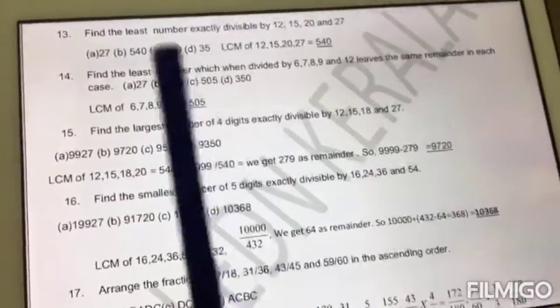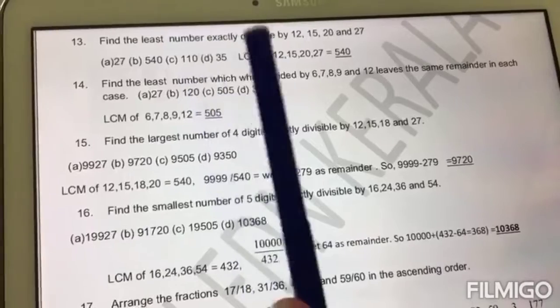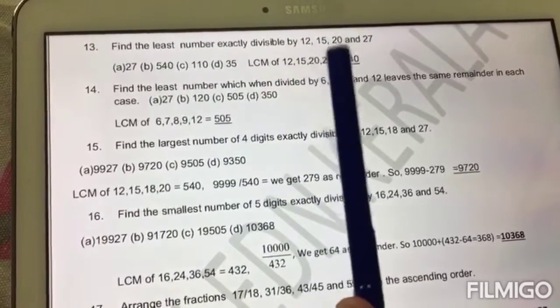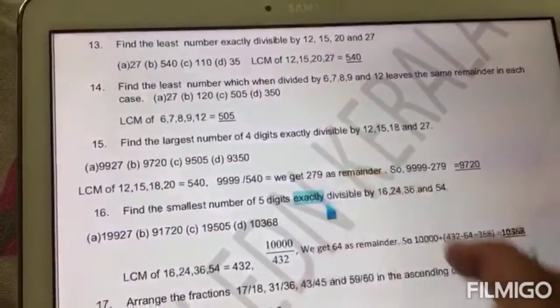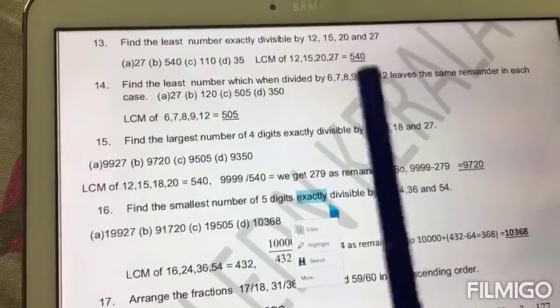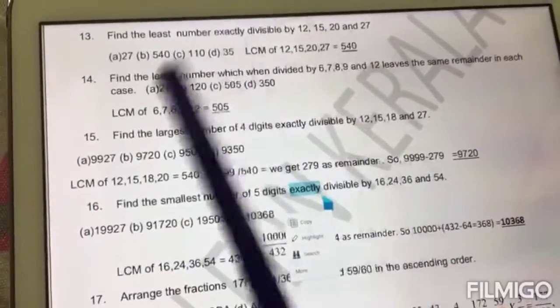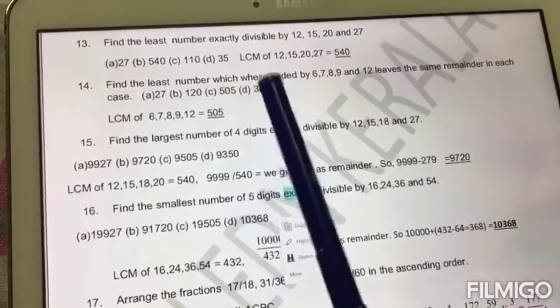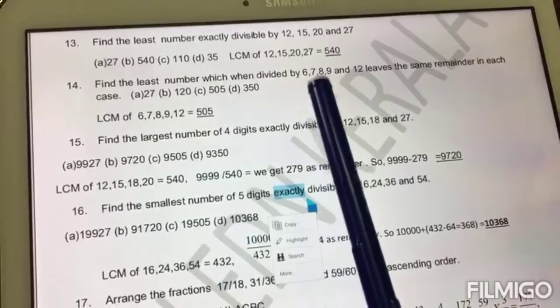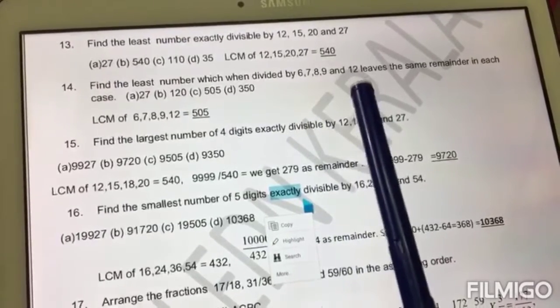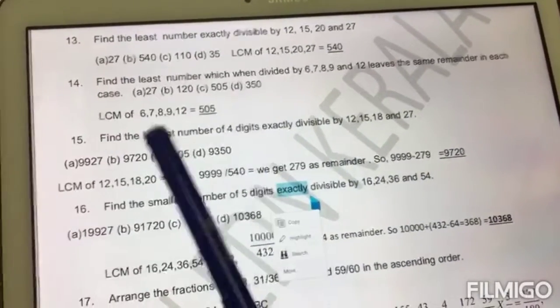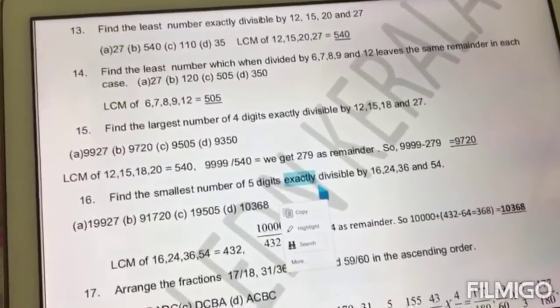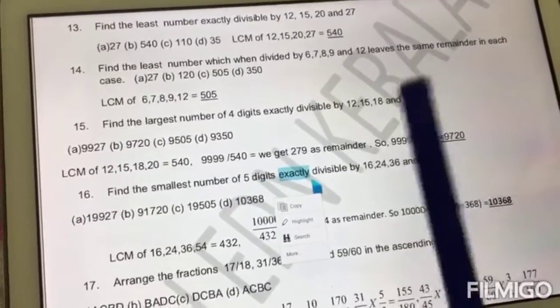Okay? Alright, so number 13. Find the least number exactly divisible by 12, 15, 20 and 27. Very simple. We simply have to find the LCM of these 4 numbers, which is 540. You know how to do that. Number 14, let's move on. Find the least number which when divided by 6, 7, 8, 9 and 12 leaves the same remainder in each case. Again, we have to find the LCM, which is 505.